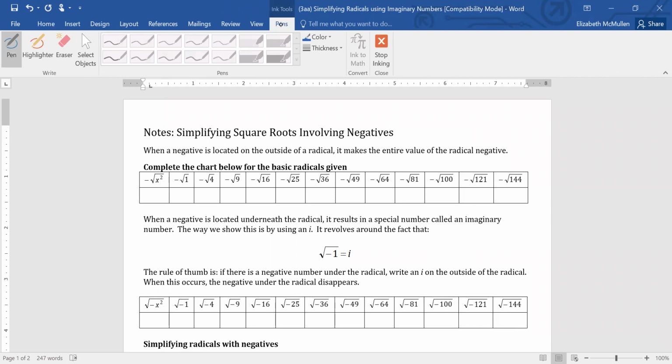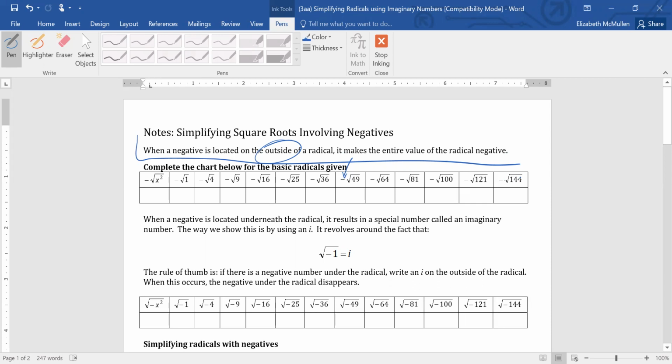All right, so first off, let's talk about when a negative sign is located on the outside of a radical. What does that do? Well, all it does is make the entire value of the radical negative. Remember, I told you when we are finding a square root, we have to allow for the negative possibility and a positive possibility. Having this negative sign out here says, I want the negative number. All right, so let's just work this chart.